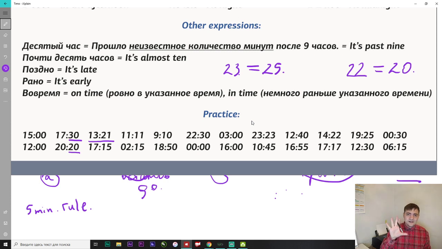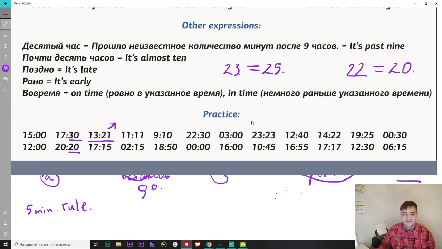So, 5-minute rule, keep in mind. This exact time, exact means точный, sounds like 21 minutes past 1. But if we round this time, we can say it's 20 past 1, which would sound more authentic, right?